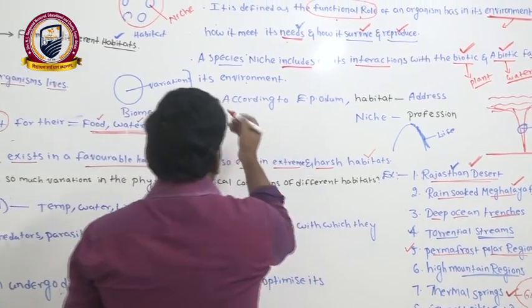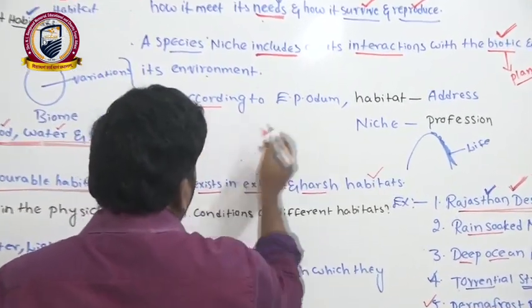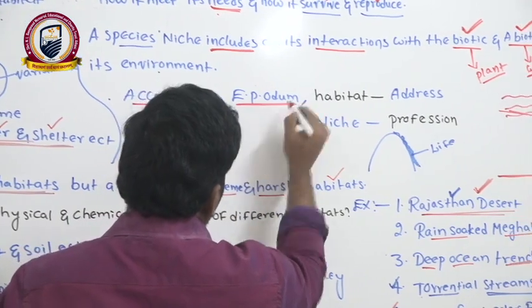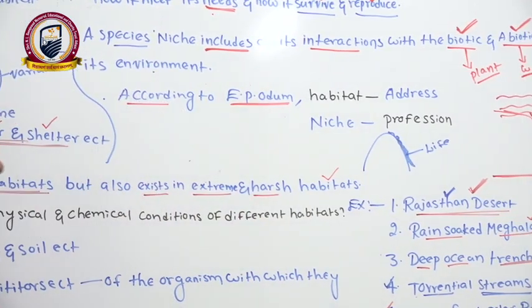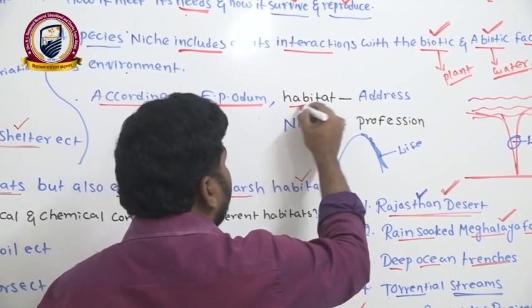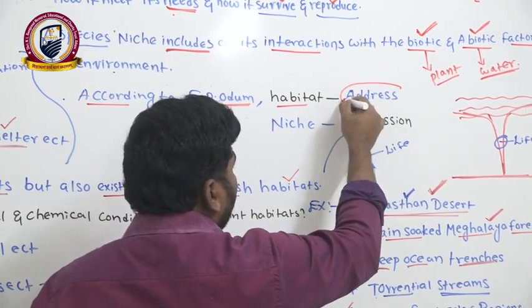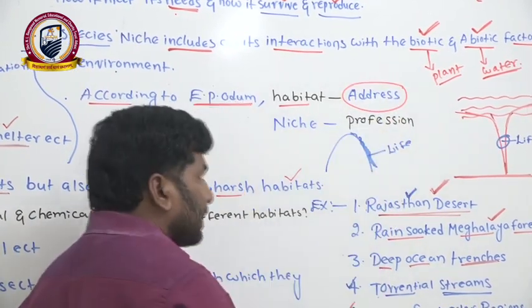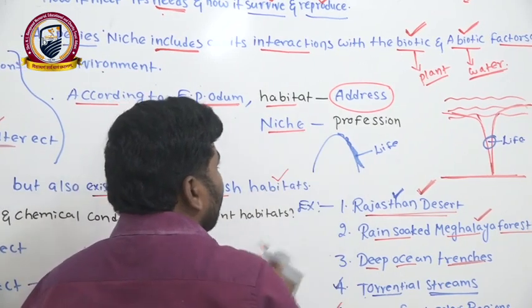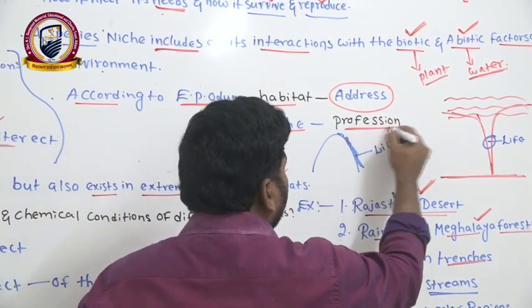Now you can see, according to E.P. Odum, habitat is the address of an organism. Niche is the profession of an organism.